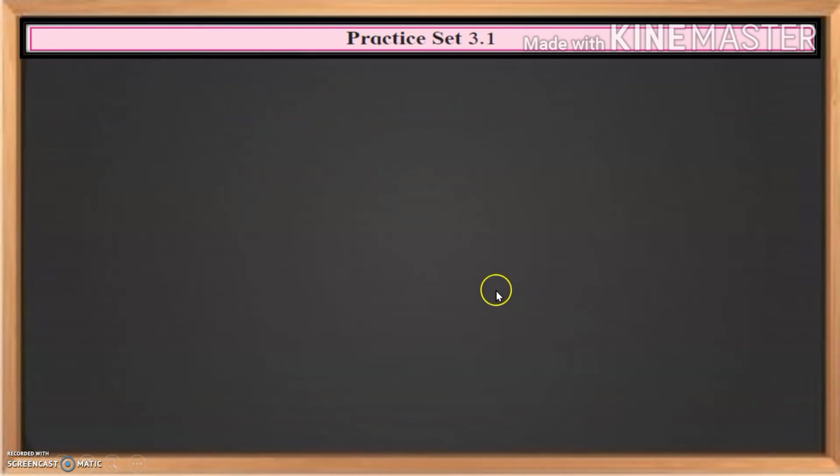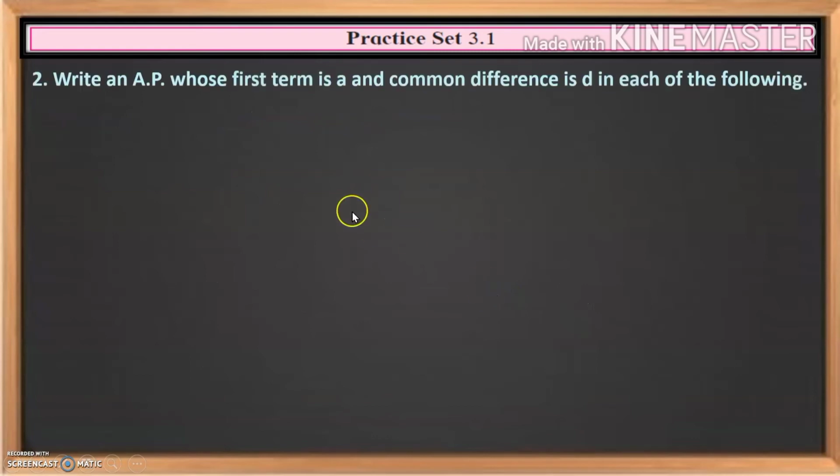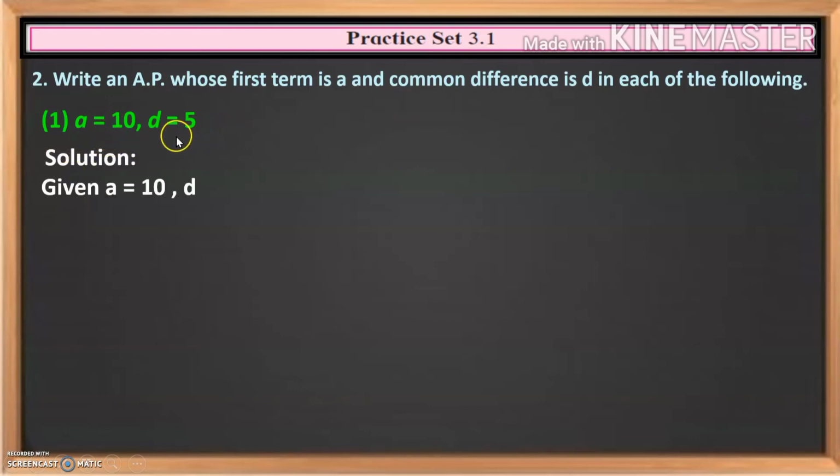Now we go to sub question number 2. Write an AP whose first term is A and common difference is D in each of the following. Now here in this question, A is 10 and D is 5 is given. From this information, you have to find out your AP. You have to write the AP. So let's start with the solution. Given A is 10 and D is 5.